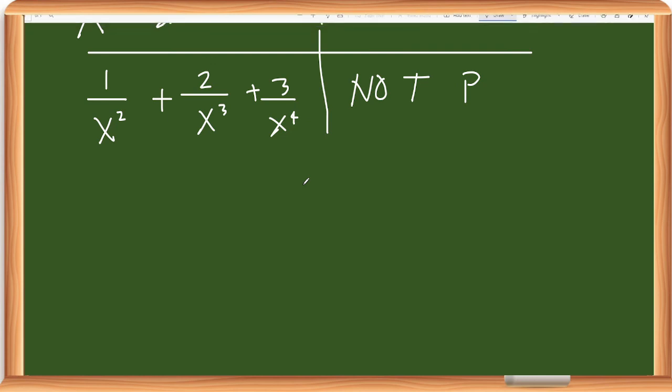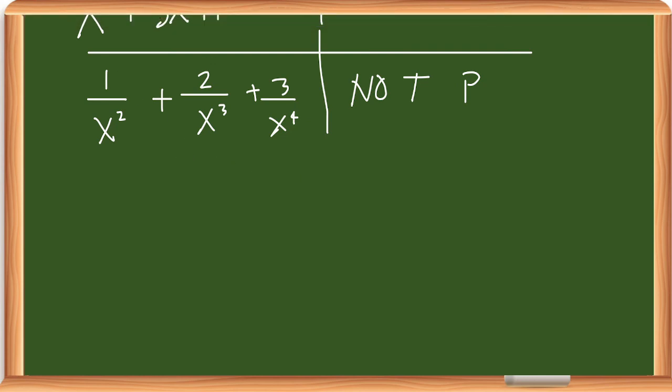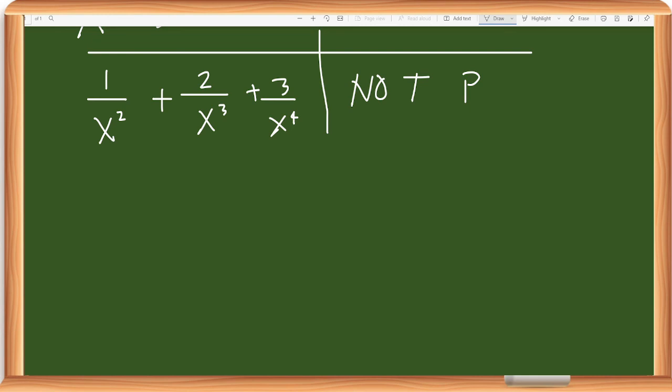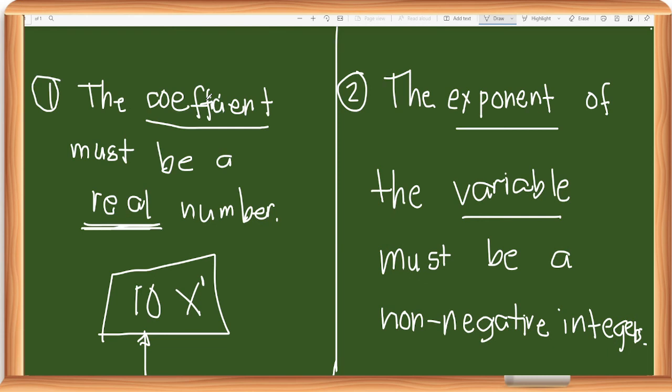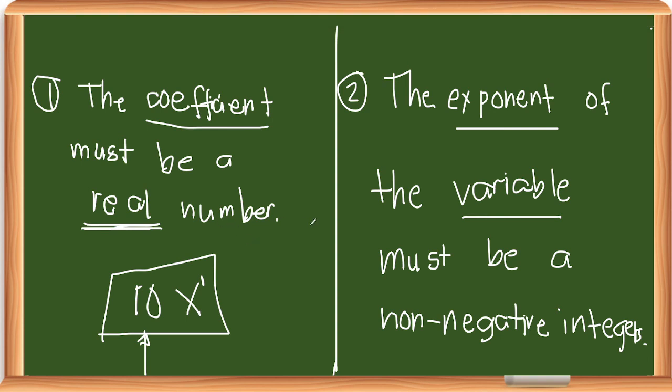Okay. So, I think those are the only concerns there. Just always remember the guidelines that I mentioned. First, the coefficient must be a real number. Just check that. And then second, the exponent of the variable is a non-negative integer. So, that is how you can identify if an expression is a polynomial or not. Okay? So, I hope this video lesson that I made helps you.